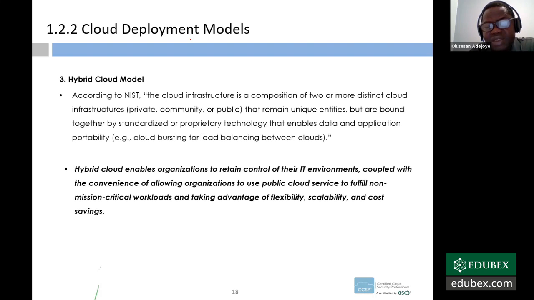The second player is Amazon. The third is Google. And the fourth one is Alibaba. Then we have others. I classify them to be others. Then you have Oracle, you have HP, you have Rackspace, and you have others coming up. They are all there. I classify them to be others because why do I say the big four?